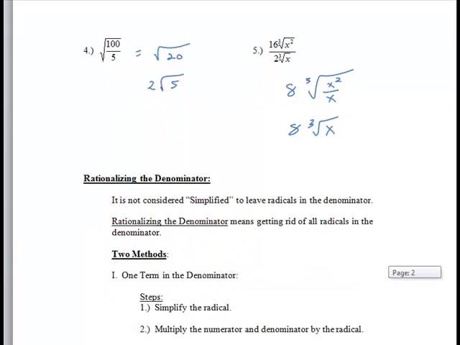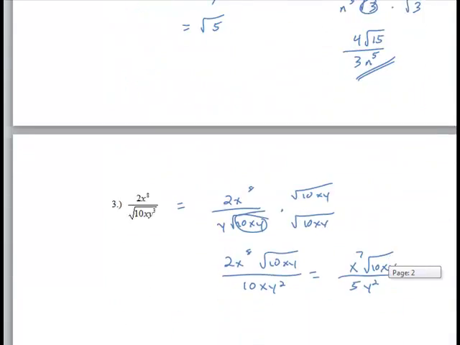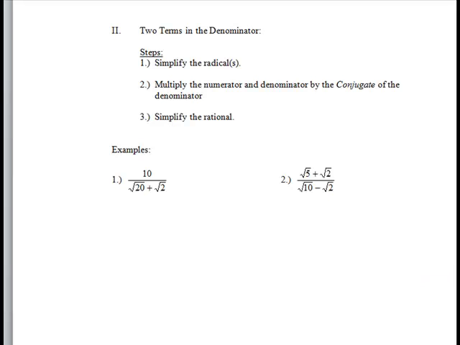The next method for rationalizing the denominator is if we have two terms in the denominator. Whether they're both square roots or maybe only one of the terms is a square root, it doesn't matter. If there's two terms in the denominator, we're going to begin by, of course, simplifying anything we possibly can, reducing the radical. And then we're going to multiply the numerator and denominator by something called the conjugate of the denominator.